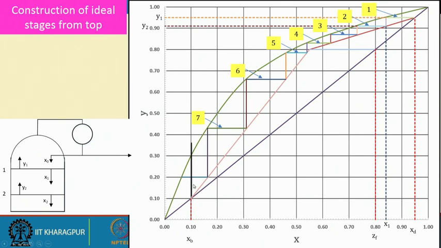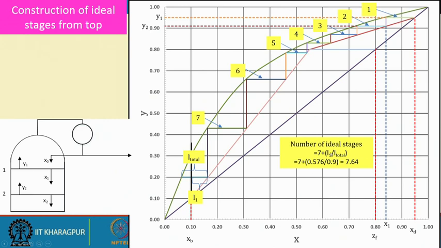So what we do, we try to find out how much is needed to reach this particular composition. We put a vertical line, and with a scale we can measure the length of this whole line, and we can measure this particular length, which is up to the given bottoms composition. So this is a fraction of the total. This total represents one stage, but we need only a fraction of the total stage.